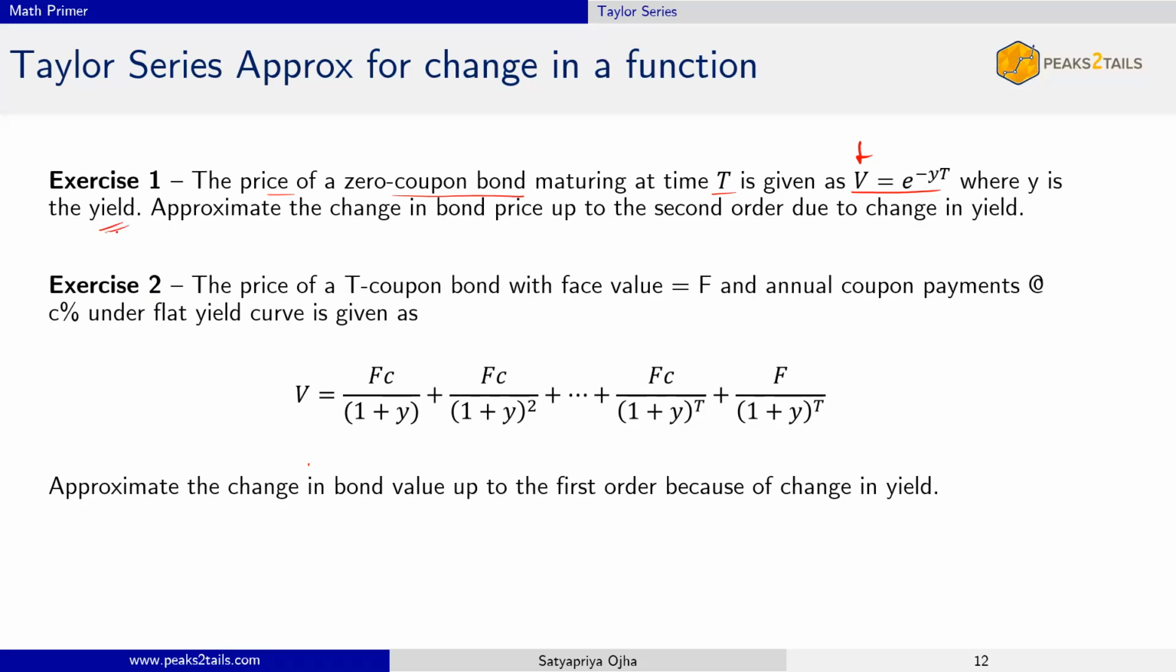Y is the yield, right? Approximate the change in bond price up to the second order due to change in yield. So yield is changing, a single input. What is the approximate change in bond price? And you want to approximate that till the second order.